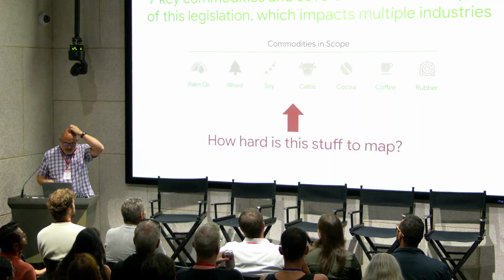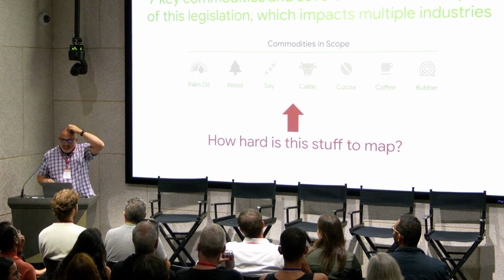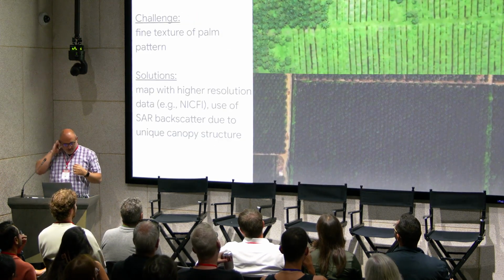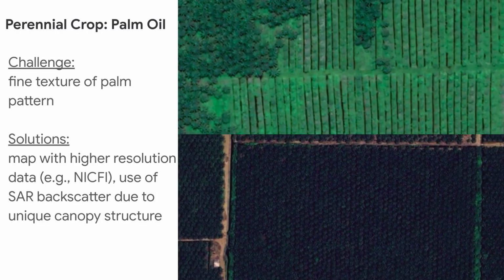So to try to figure out how to get the conversation started, I thought the first thing we could do is, how hard is this stuff to map, right? It's hard, right? First problem, when you look at something like oil palms, the fine texture of those patterns is challenging. The solution is typically to use high resolution imagery, use alternative sensors, use machine learning algorithms, and get better field-based information.